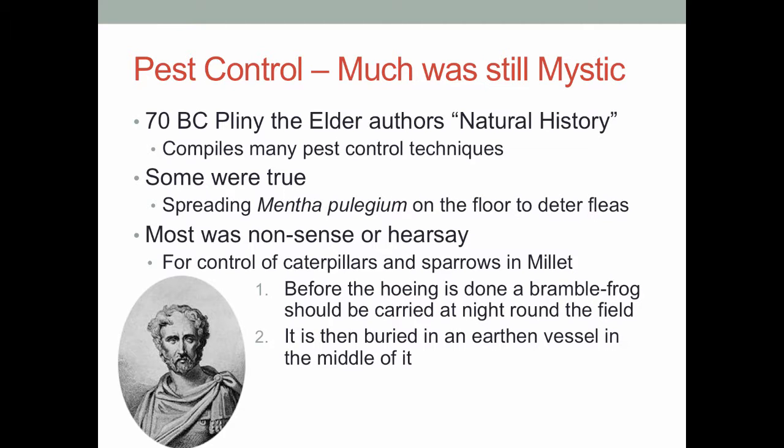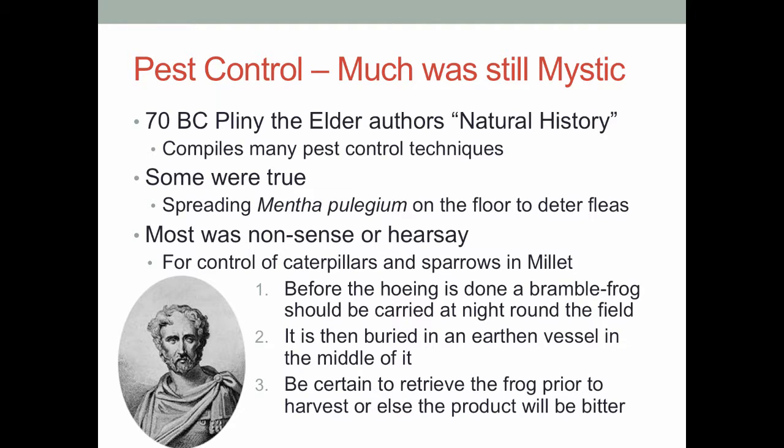Next, you will walk into the middle of the field and you'll take out your earthen jug. I'm sorry, you have to have an earthen jug too. You put the frog in the earthen jug and you're going to bury it in the ground, right in the middle of your field. All right, and that will protect you from the sparrows and from the caterpillars. But, and I'm sure you all figured this out, clearly you're saying, but Dr. Wenger, what if you don't get the frog before you harvest? Well, that will turn your product bitter.